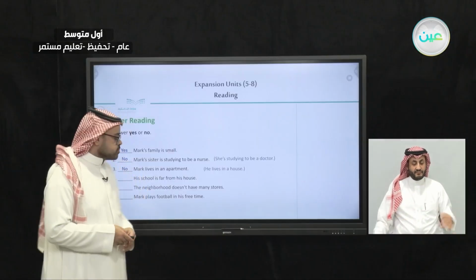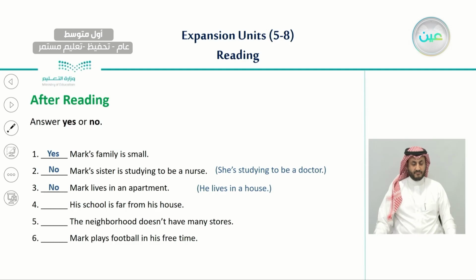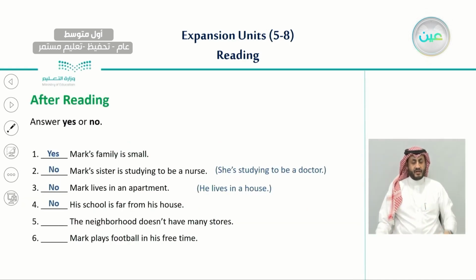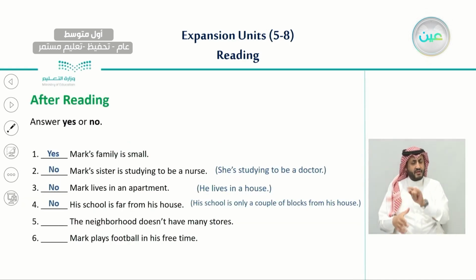Number 4. His school is far from his house. Now we will continue. My school is only a couple of blocks. A couple of blocks, that is not very far. So we will write no. His school is only a couple of blocks from his house.